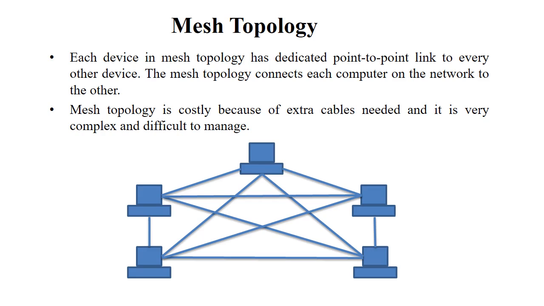This is the structure of mesh topology. In the diagram, each and every computer is connected with each other. Computer 1 is connected to the remaining 4 computers and so on. So, this is a point-to-point link to every other device.